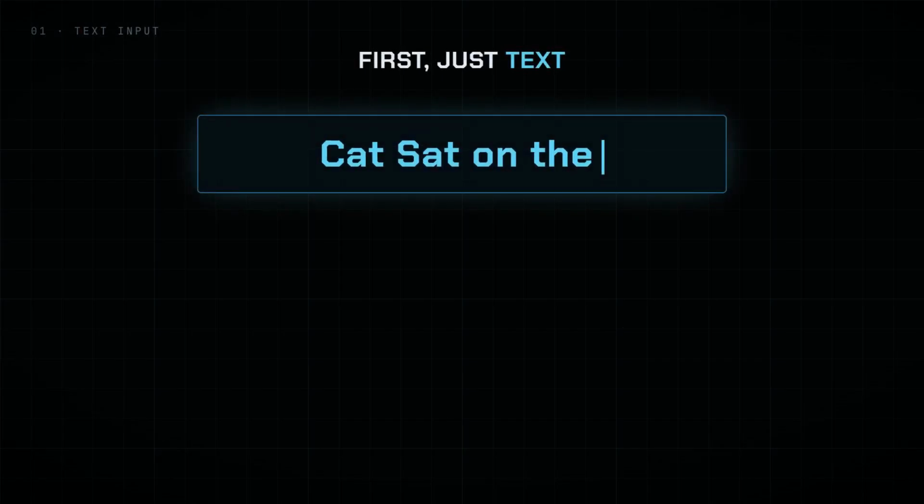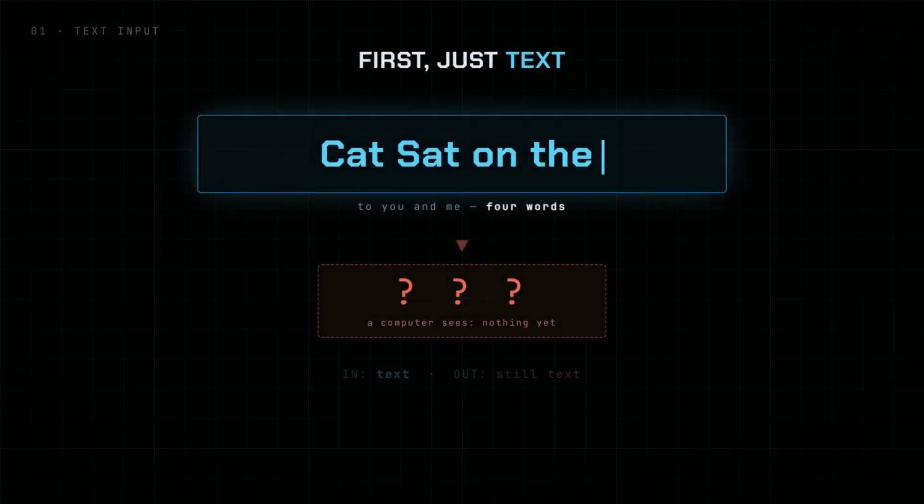Stage 1. Text input. Our sentence is "cat sat on the." To you and me, that's 4 words. To the model, it's meaningless. A computer can't do math on letters. So the first job is simply to turn this text into numbers.